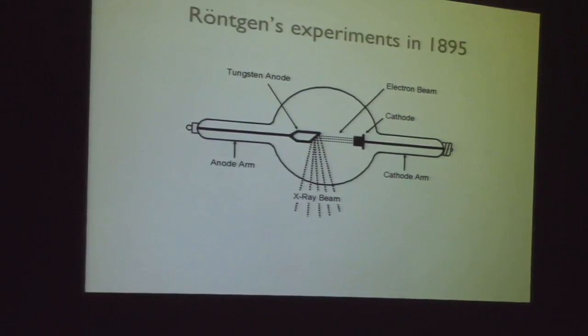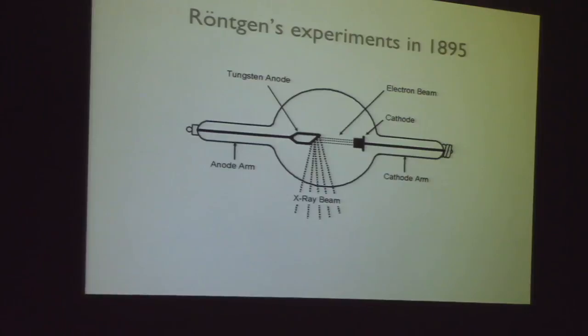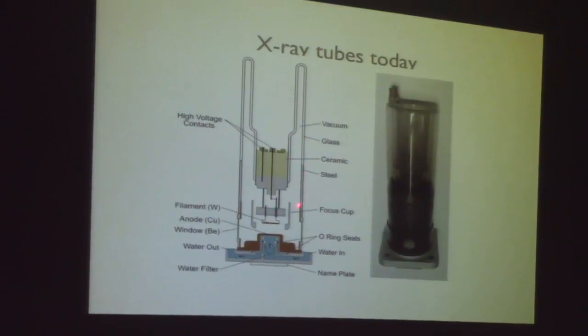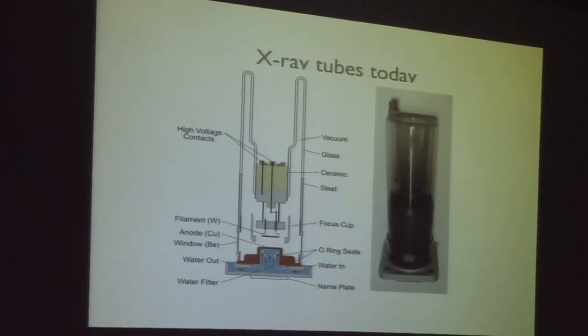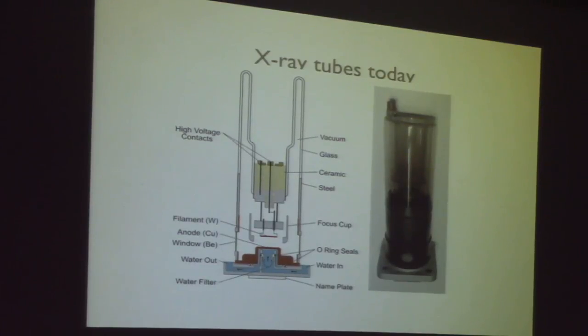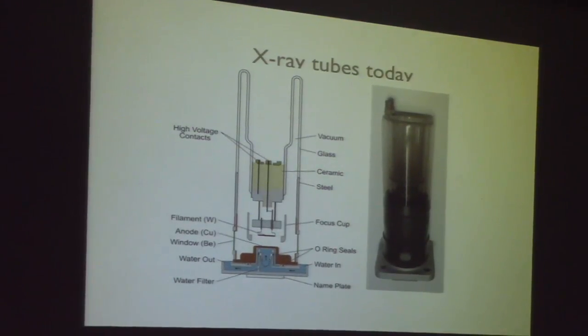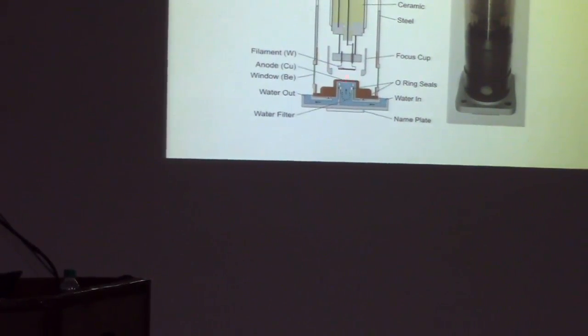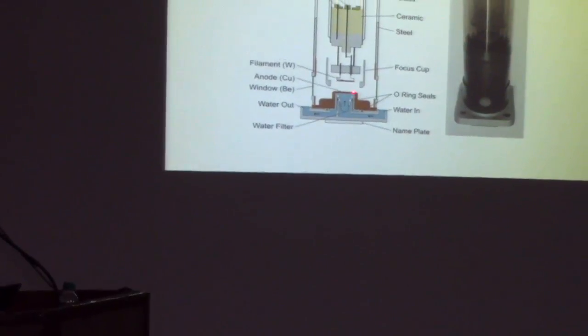But very quickly he started investigating their properties, and there's a very famous picture of his wife's hand with a ring on it. These days, X-ray tubes look like this, and they're basically the same design as Röntgen's. So you have a filament, which is a very thin wire of metal that's coiled up, and it's heated to very high temperature. And when it's heated to very high temperature, the electrons kind of bubble off the surface. And then there's a very high accelerating voltage, which accelerates them away from the filament, and hits them into this target, which is a metal. So in this case, it's a copper metal.